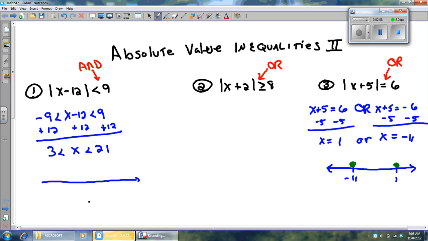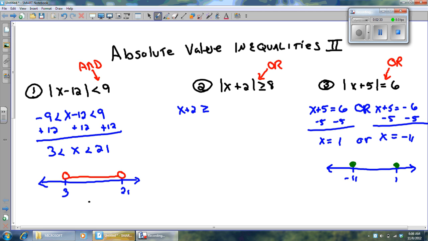To graph that on a number line, of course, I have to show 3. I have to show 21. My points are going to be open because it doesn't say equals to. And I'm going to shade in between them. And there you go.